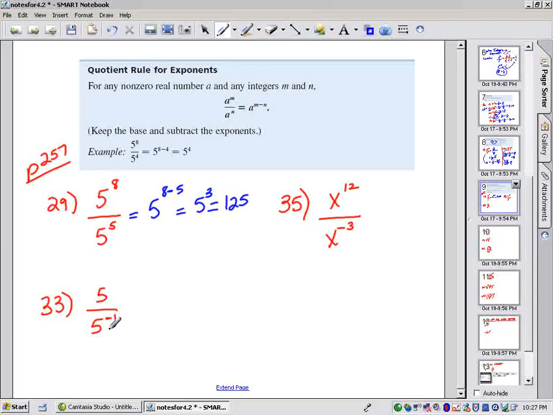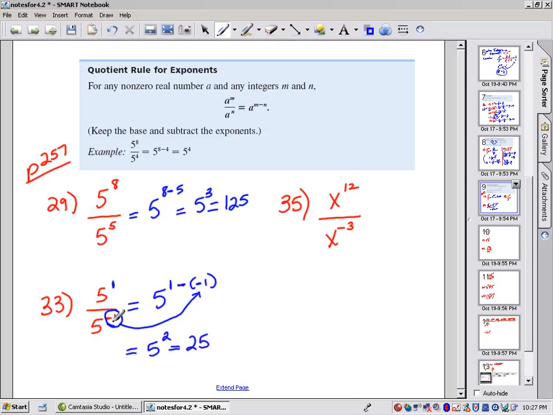Number 33 has a negative exponent in the denominator. There's really a couple of ways that you can do this. One way is to think of that power in the numerator as being a 1. So if we apply the quotient rule, this would be 5 to the 1 minus a negative 1. Be very careful. The denominator's power is negative, so we have to subtract that negative number. And 1 minus negative 1 is really 1 plus 1, or 2, so that would be 25.